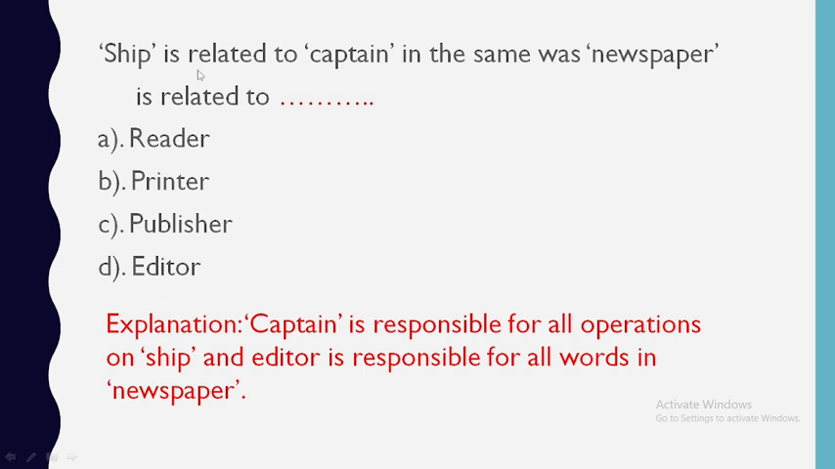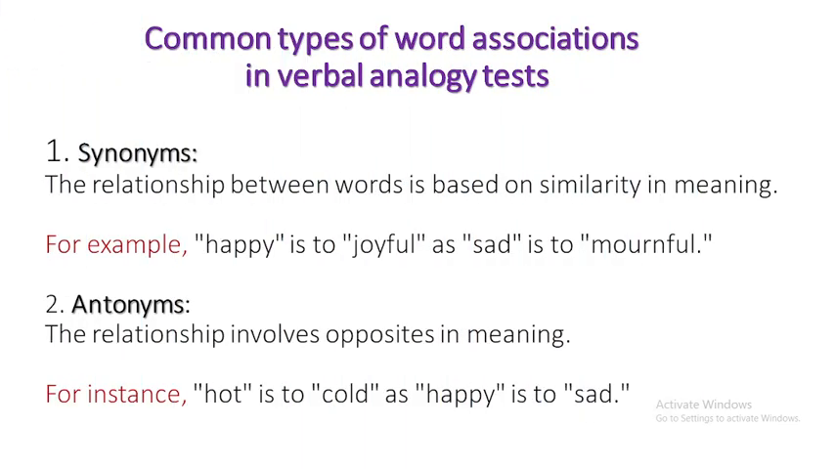First, you have to find out the feature or similarities given in the first pair of the question, and then you can apply the same in the second part. In order to understand the features and similarities of verbal analogy, now look at the common types of word associations in verbal analogy. If you know the common types, then you can easily guess the relation in the first part, and then choose the right option for the given blank.